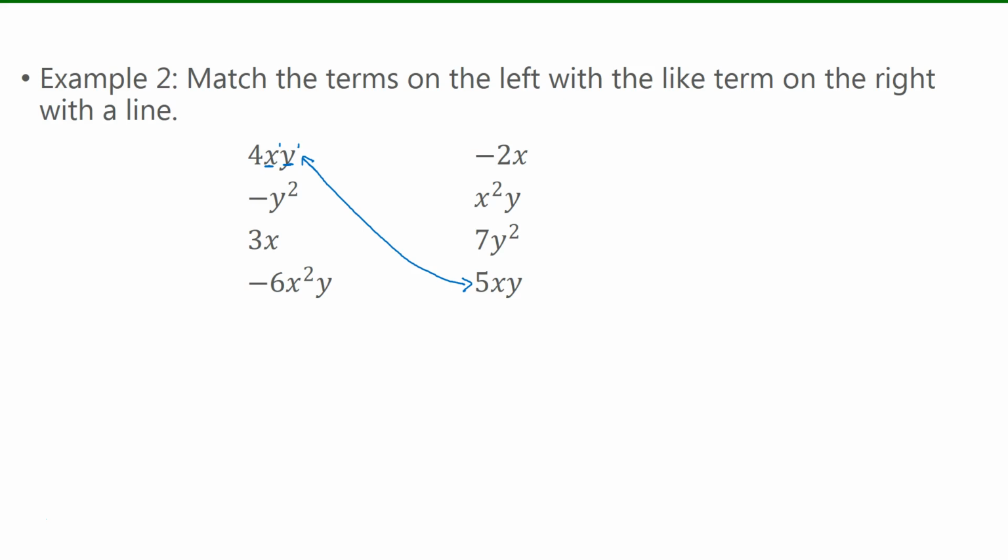Negative y squared, match that with the 7y squared over on the right. 3x, that can go with the negative 2x. And the negative 6x squared y can go with the x squared y.